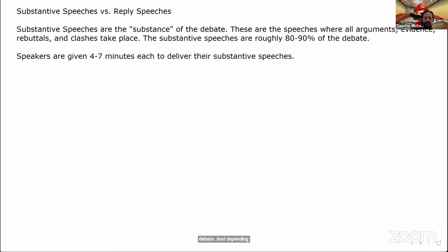And depending on the competition you enter, depending on the format of the debate, each speaker may be given anywhere from about 4 to 7 minutes to deliver their substantive speeches. I've participated in debates where students get 7 minutes, and I've participated in debates where students have been given 4 minutes. And that difference in the substantive time can actually be quite major. So preparation for these substantive speeches is of the utmost importance. Now, we talk about the other speech that happens in a debate.